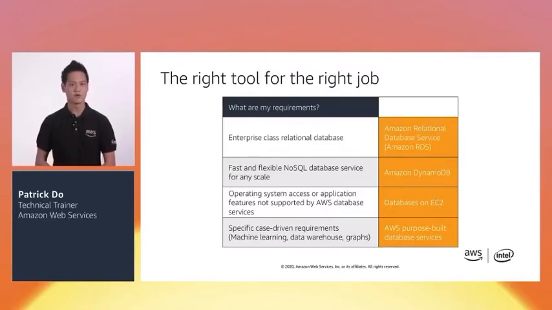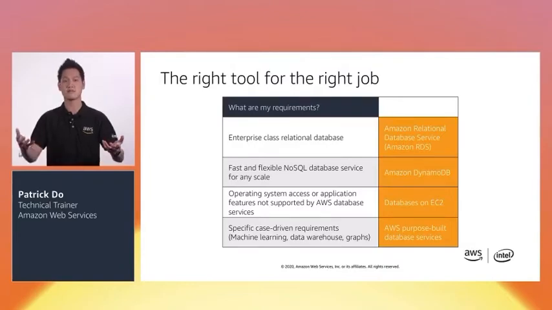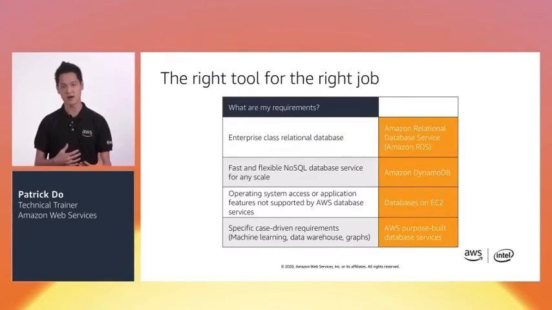The right tool for the right job. There are many options in AWS for databases today, and not one works for everything. If you need an enterprise-class relational database, choose Amazon RDS. If you need a fast and flexible NoSQL database without the need to scale, use Amazon DynamoDB. Need full customization? You can always run your own database in Amazon EC2, as well as specific use case-driven databases for machine learning, data warehousing, and graphs.